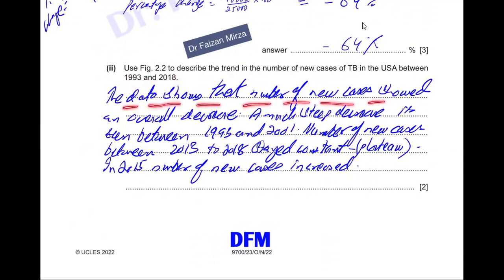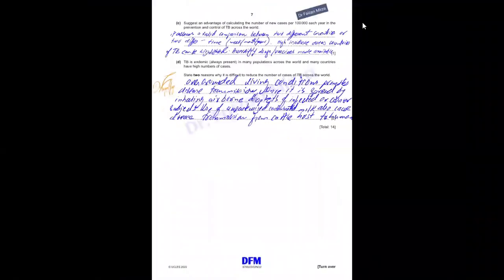So the data show the number of new cases showed an overall decrease. Overall trend you should just state: a much steeper decrease is seen between 1993 and 2001. Then the number of new cases between 2013 and 2018 is a bit constant. There's a plateau in 2015. New cases increased slightly. So this is something that you can state.